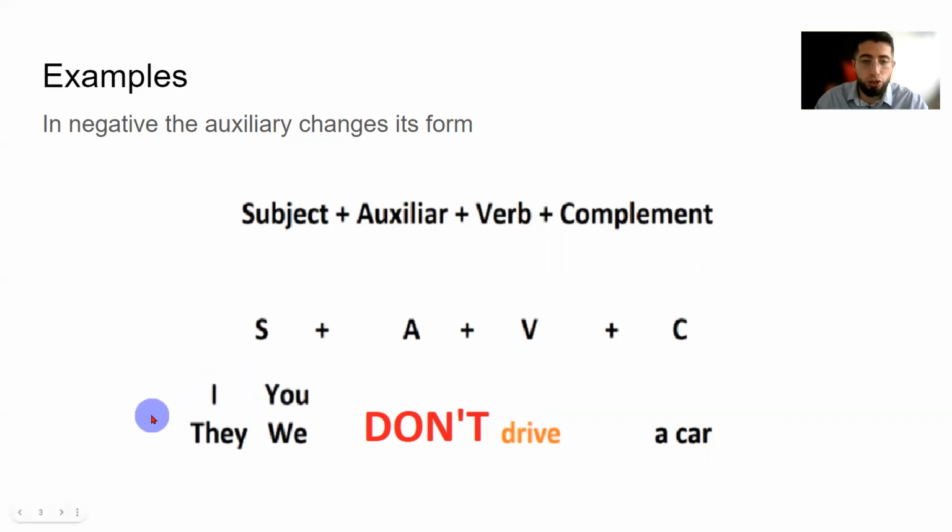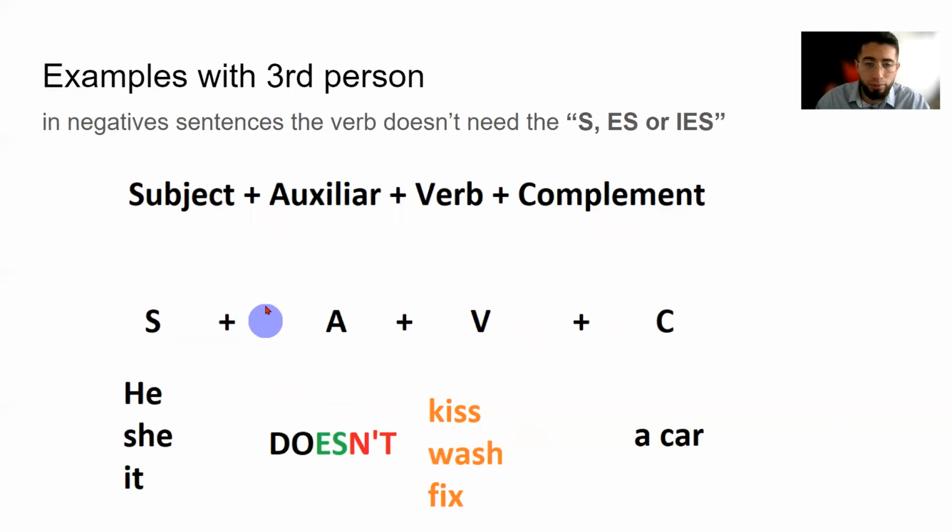¿Listo? So if we say, I don't drive a car, yo no manejo, no conduzco un auto. You don't drive a car, tú no manejas un auto. They don't drive a car, ellos no manejan un auto. And we don't drive a car, no manejamos un auto. Okay? So this is the way, right? Es la manera que se hace. Then we're going to move, ahorita vamos a ver how do you make it, cómo lo hacemos, like step by step, como paso a paso.